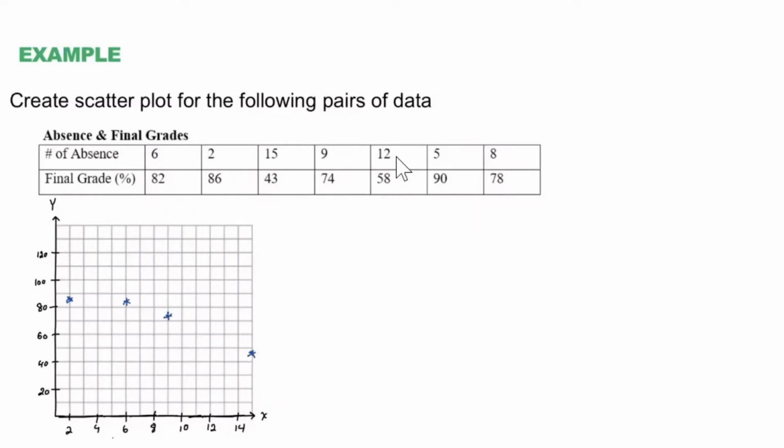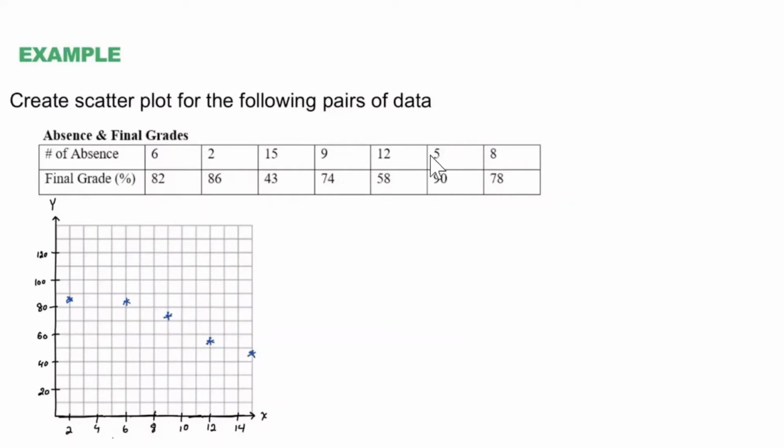9 and 74, then 12 and 58. 12 is here. So we have to go 58. So 40, that is 50 in the middle, 58. 12 and 58. Okay. And then you have 5 and 90.